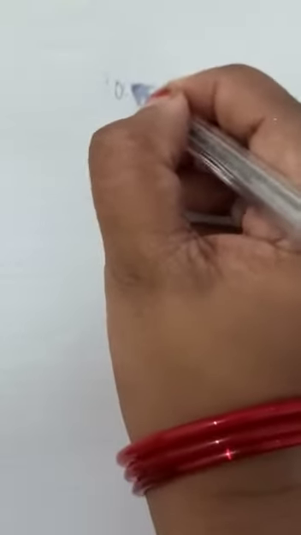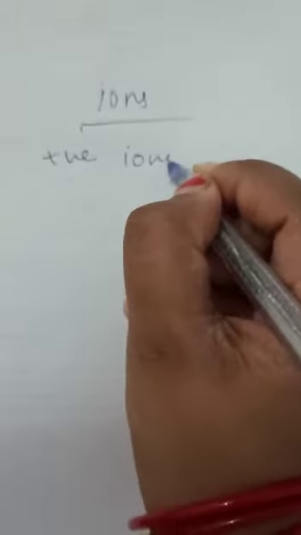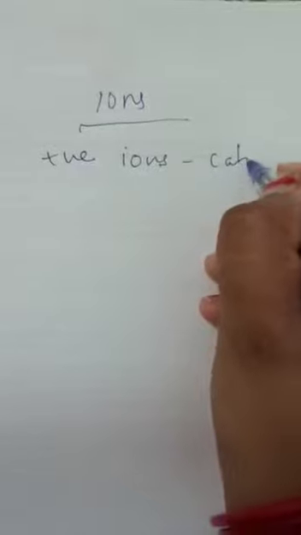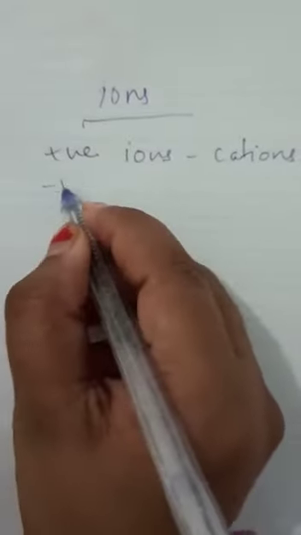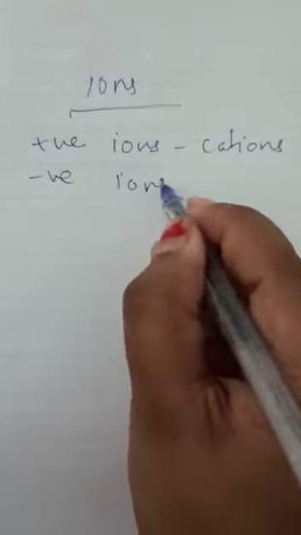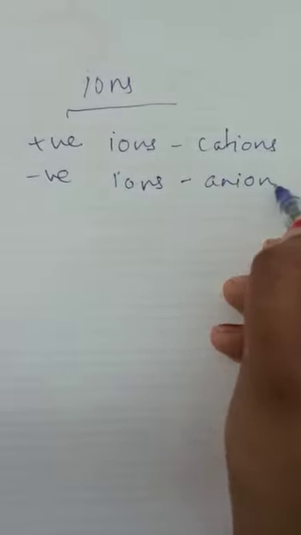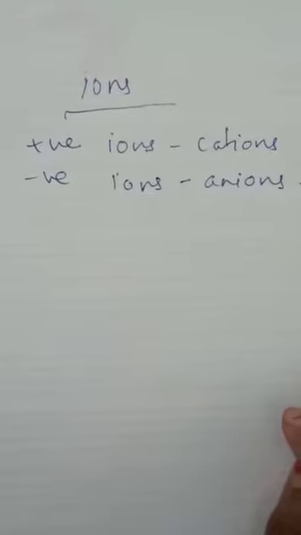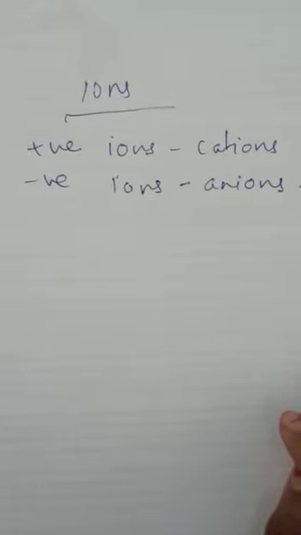So students, now let's start with our new topic, which is ions. Ions are basically of two types: the positively charged ion and the negatively charged ion. The positively charged ions are known as cations, and the negatively charged ions are known as anions. First of all, let's see how a cation or anion is formed.